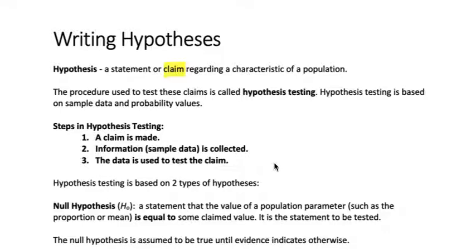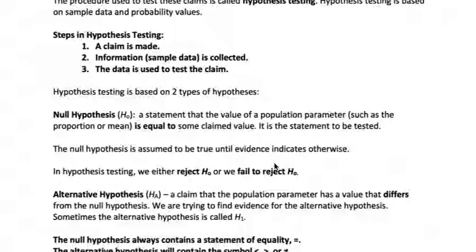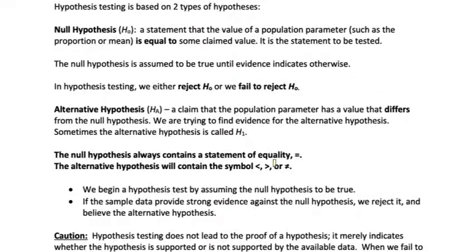There are two types of hypotheses that we use in hypothesis testing: the null hypothesis and the alternative hypothesis. The null hypothesis is the statement of equality. It's the statement that the value of a population parameter is equal to our claimed value. And we're going to be working with two different types of parameters here, the mean and the proportion. Remember, we would use mean if we're working with quantitative data and proportion if we're working with categorical data. And the null hypothesis is the statement that we are testing.